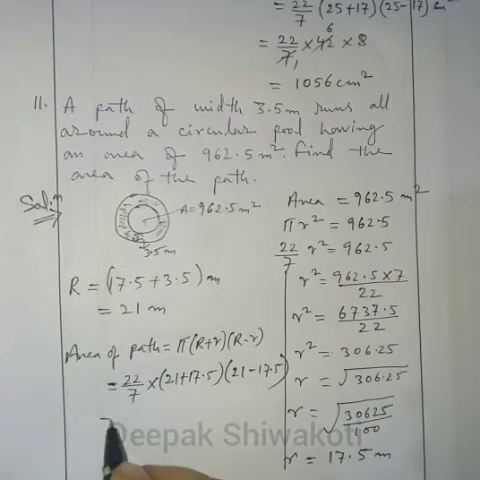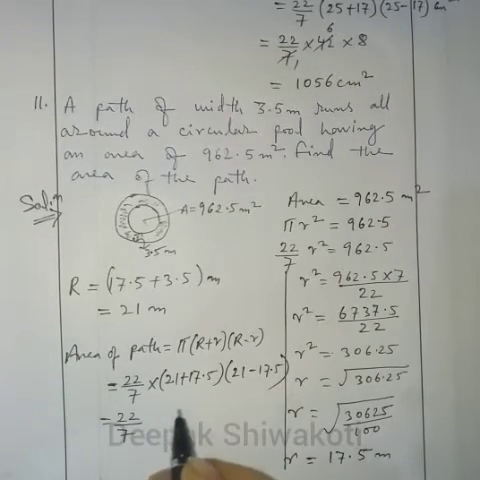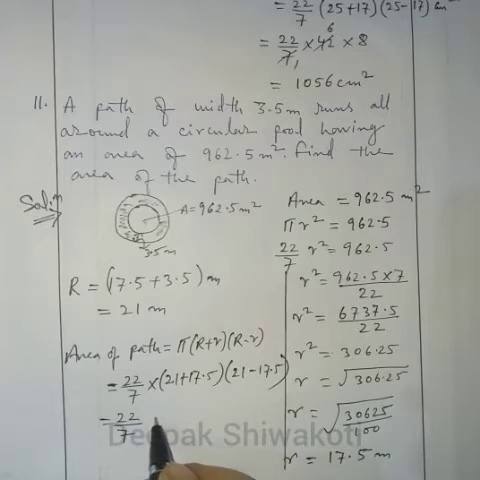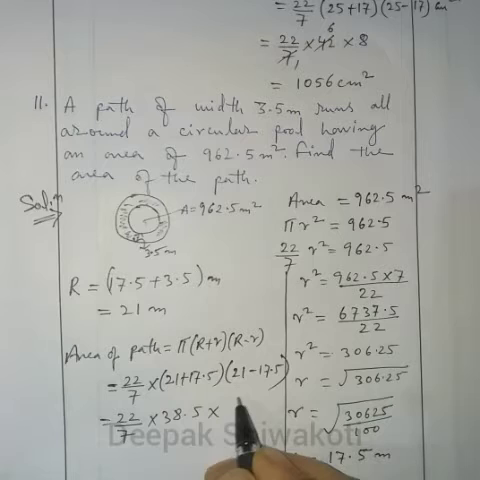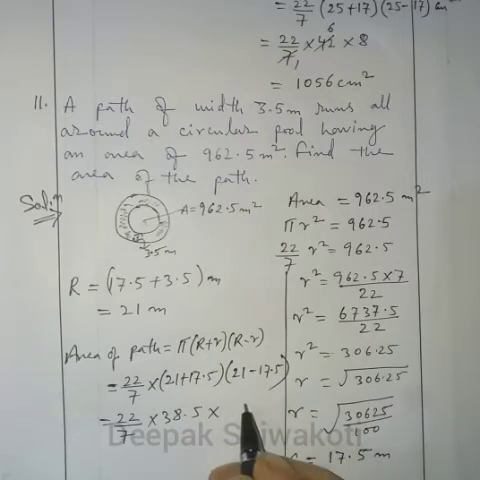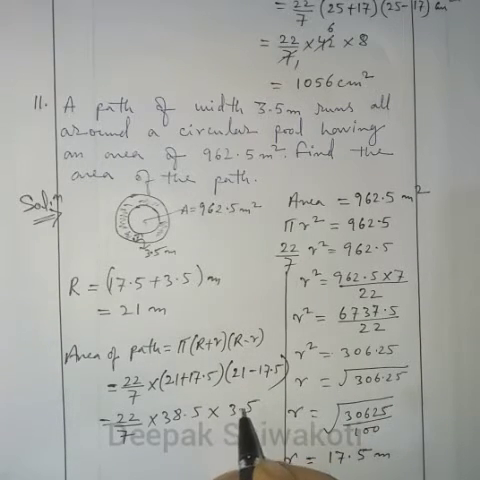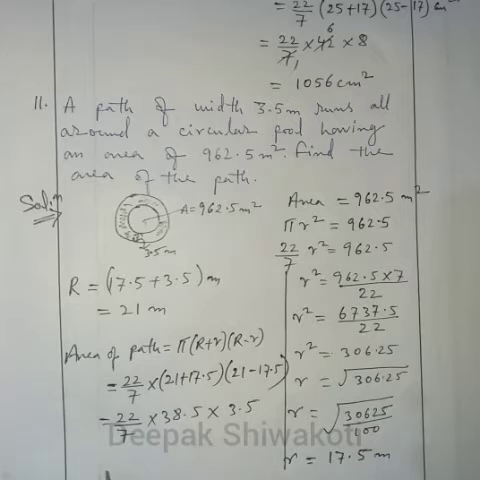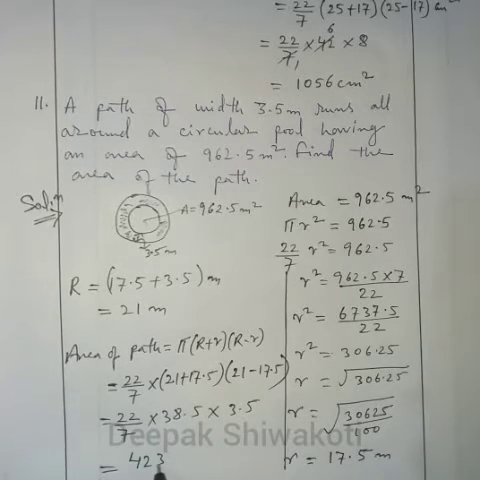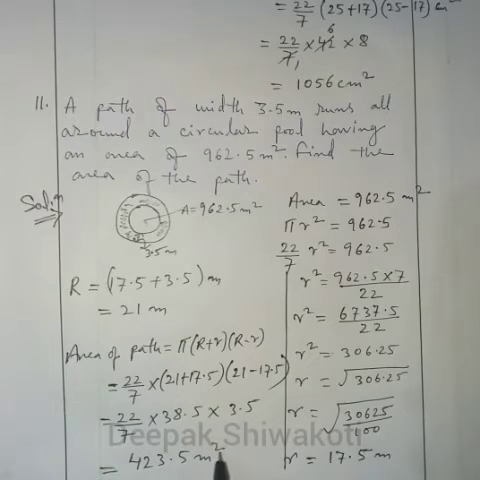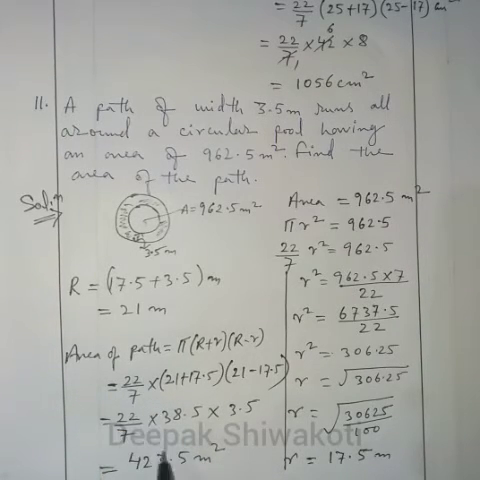So here, simplifying this 22/7, you will get 38.5 into 3.5. Now simplify this and get the answer. 423.5 meter square is the area of the path. Okay, simplify this.